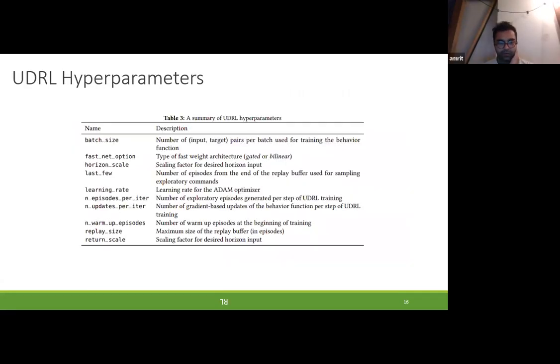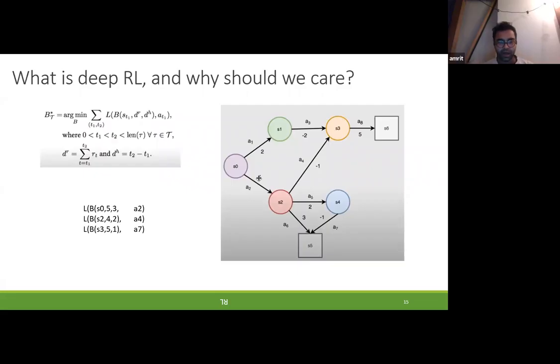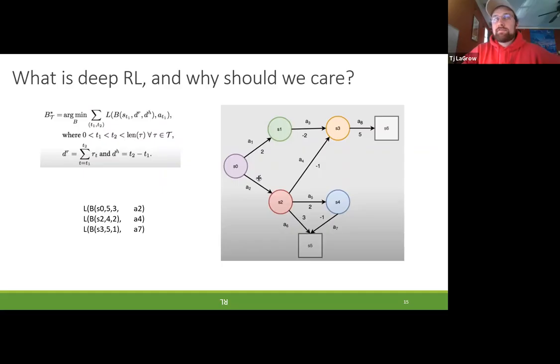I'm a little confused. What is given? So is this graph the input and then it learns the behavior, or is the graph known? The graph is known, yes. So this is a fully observed environment where each action has a reward attached to it. Okay.